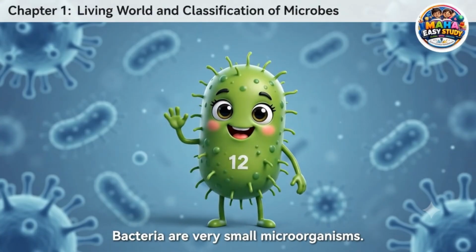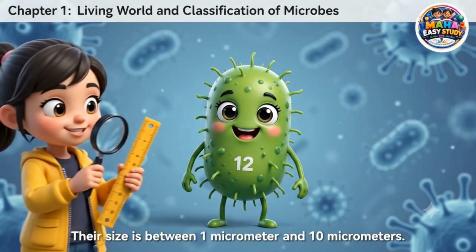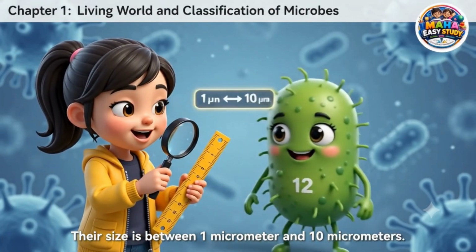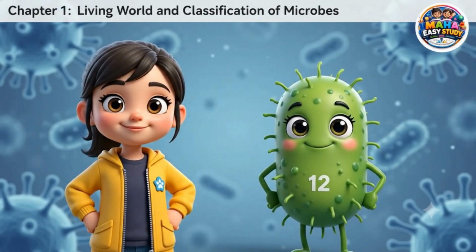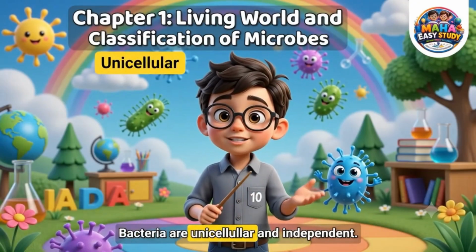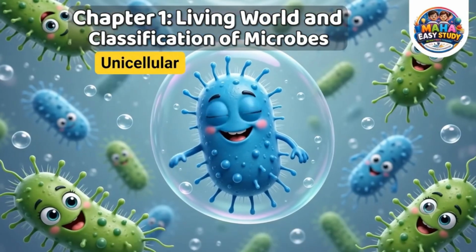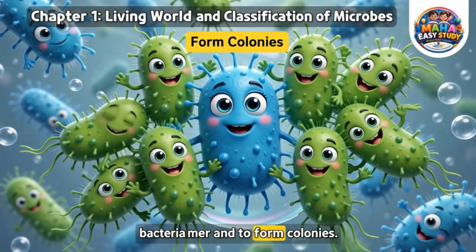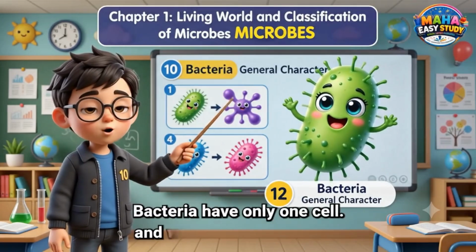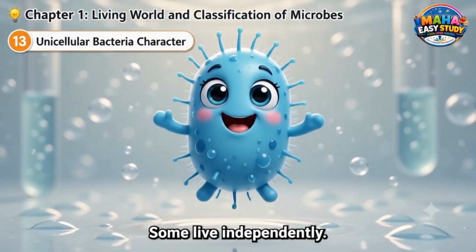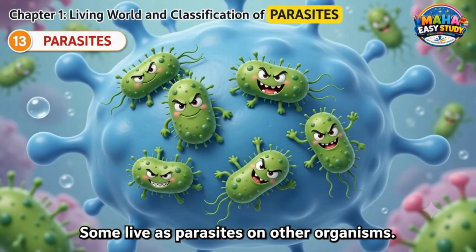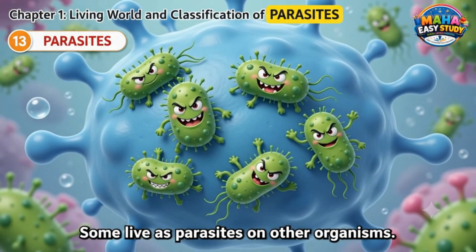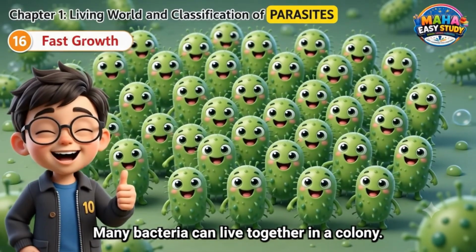Bacteria are very small microorganisms. Their size is between 1 micrometer and 10 micrometers. Bacteria are unicellular and independent. Some can be parasitic. Sometimes they form colonies. Bacteria have only one cell. Some live independently. Some live as parasites on other organisms. Many bacteria can live together in a colony.